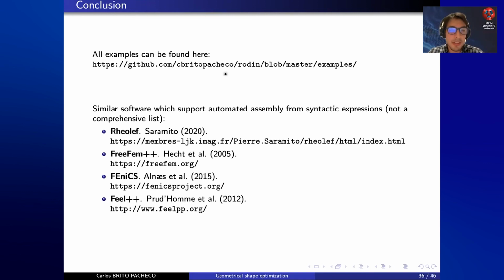And I will leave you also with some similar software which supports the automated assembly from symbolic expressions. The difference with these softwares is that they're not oriented towards a shape optimization philosophy. So they don't have as many tools to perform this geometrical shape optimization and this thing with the implicit domain meshing and the tracking of the level set methods. So of course there's Feel++, MFEM, FEniCS, and Firedrake. It's not a comprehensive list by any means, so sorry if your library is not here, but this is what I want to end on.